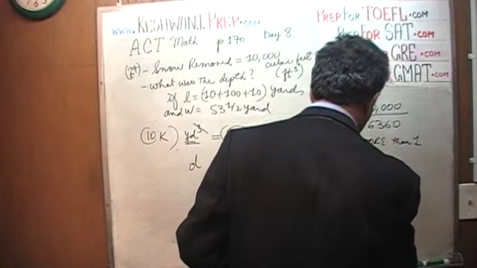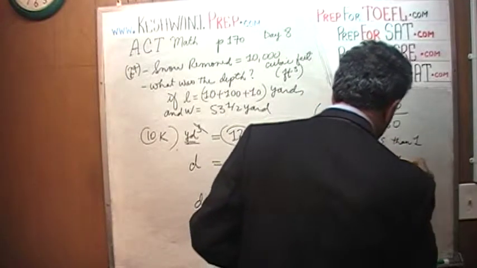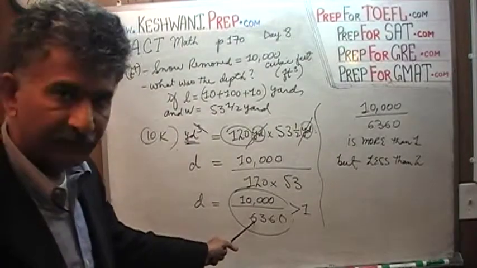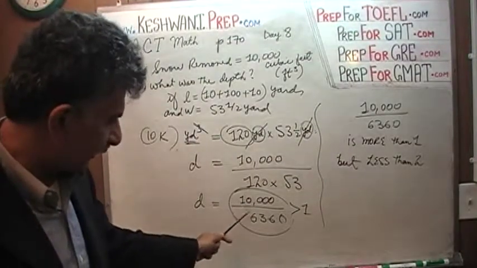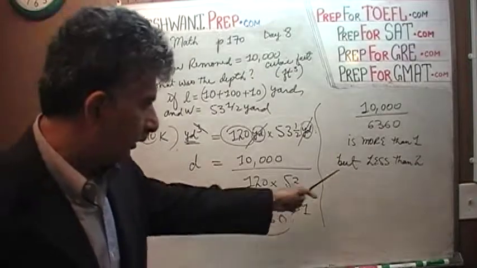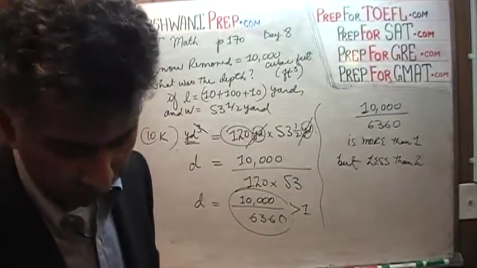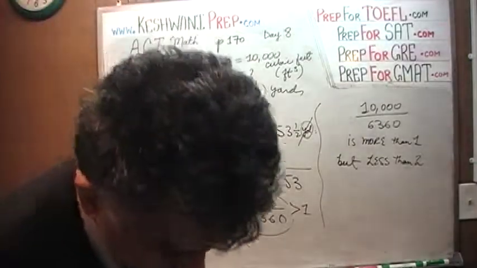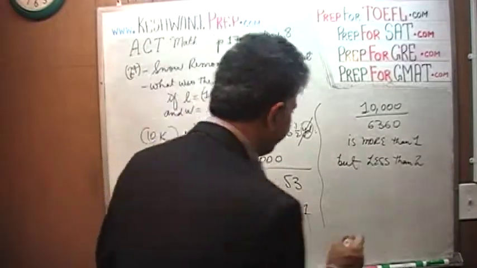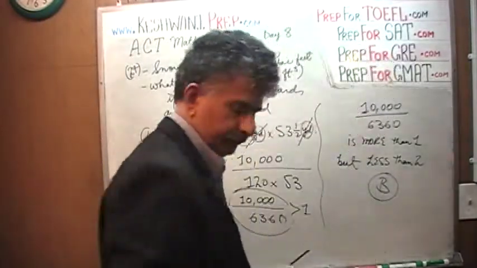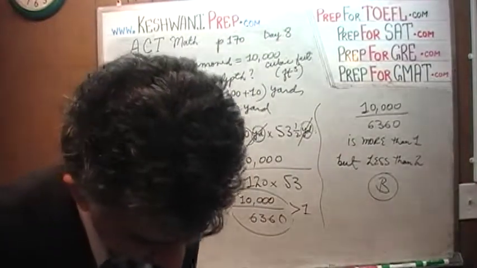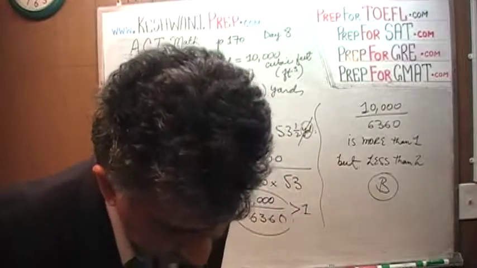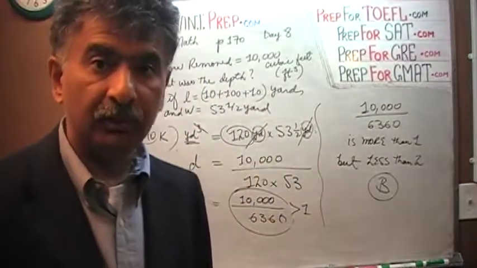but less than 2. Think of this as 10 divided by 6. 10 divided by 6 is going to be more than 1, but less than 2. That's our answer. We're looking for something between 1 and 2. Between 1 and 2 is the answer, choice B. That's it. How many yards deep was the snow? Between 1 and 2 yards.